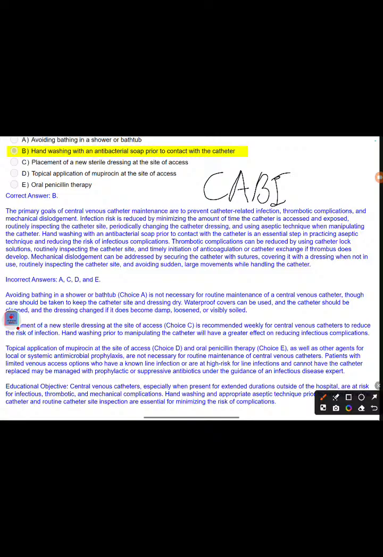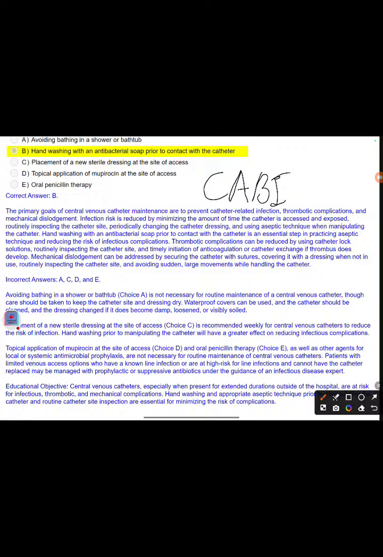Covering it with a dressing when not in use. Routinely inspecting the catheter site, avoiding sudden large movement while handling the catheter. Avoiding bathing in a shower or bathtub is not necessary for routine maintenance of a central venous catheter.